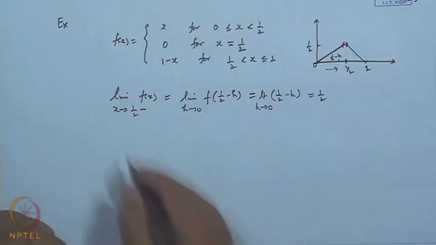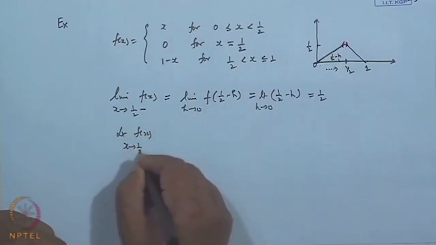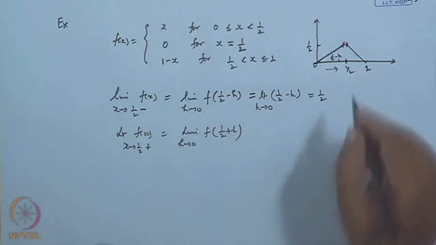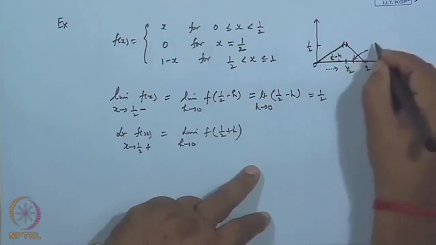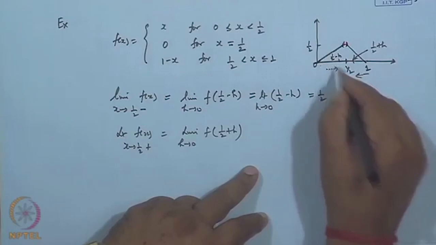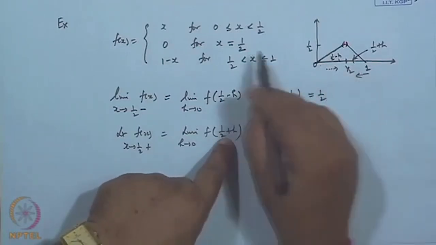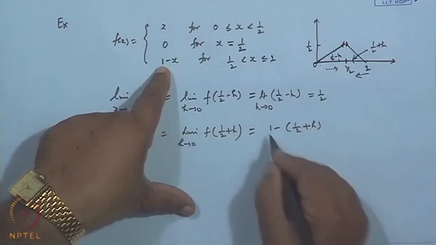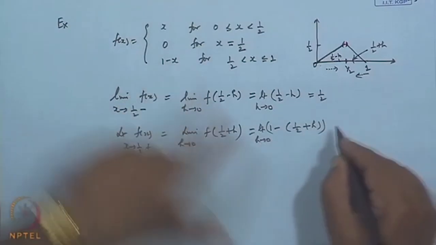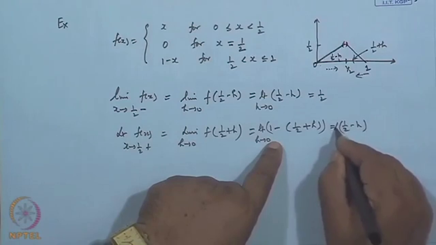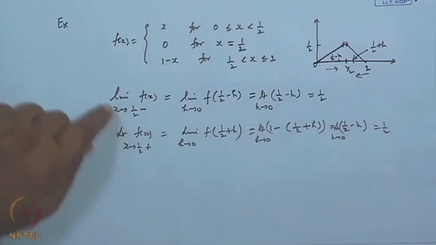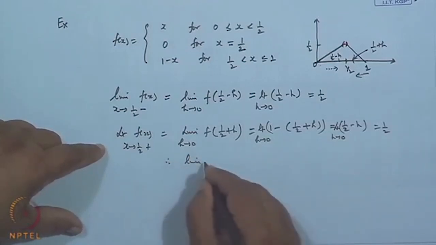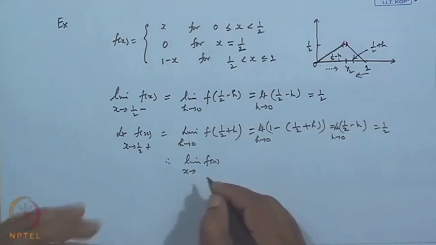Now from the right hand side, the limit of f(x) when x tends to 1/2 from the right is the same as the limit as h tends to 0 of f(1/2 + h). Choose the point here, which is 1/2 + h, and then approach from this side. When the point is lying between 1/2 and 1, this interval is taken into consideration, where the function is defined as 1 minus x. So 1 minus this, and then take the limit as h tends to 0. This comes out to be 1/2 − h, and as h tends to 0, it is equal to 1/2. So the right hand limit and left hand limit both come out the same, 1/2. So the limit exists. Therefore, the limit of this function when x tends to 1/2 exists.